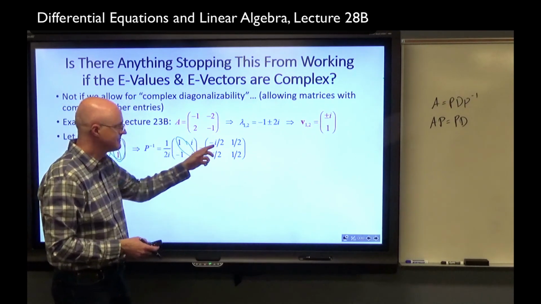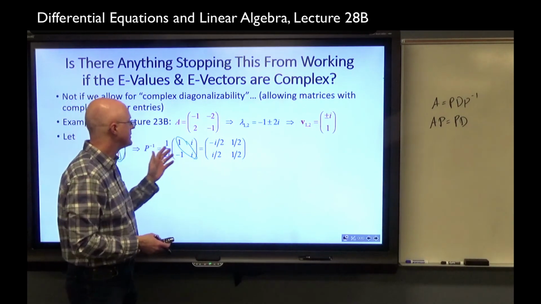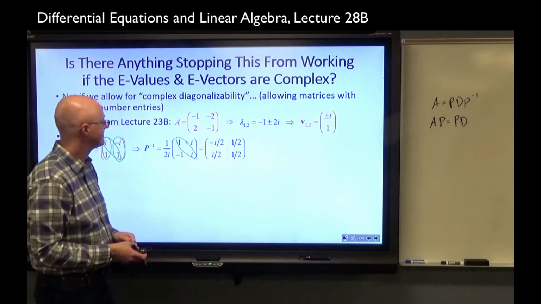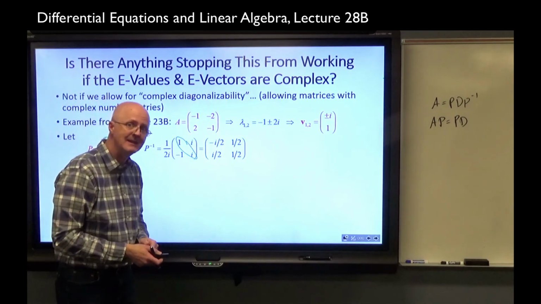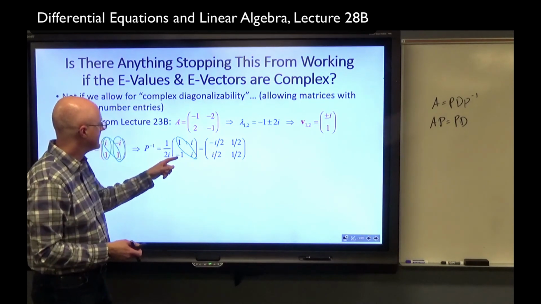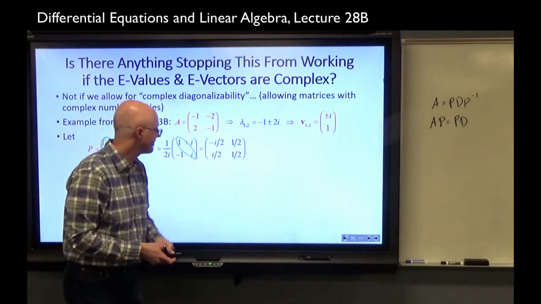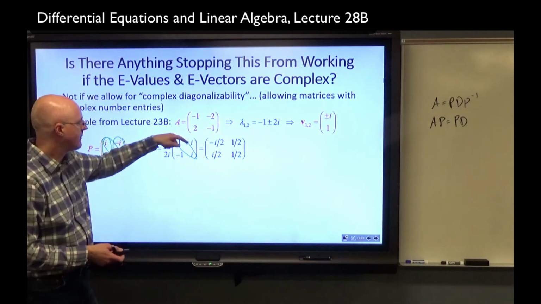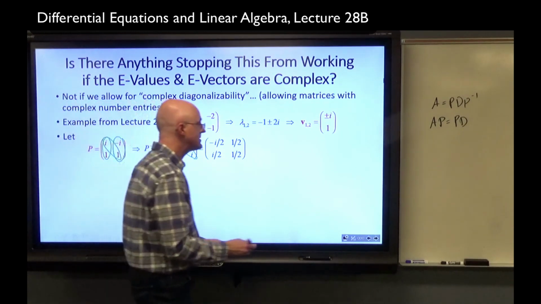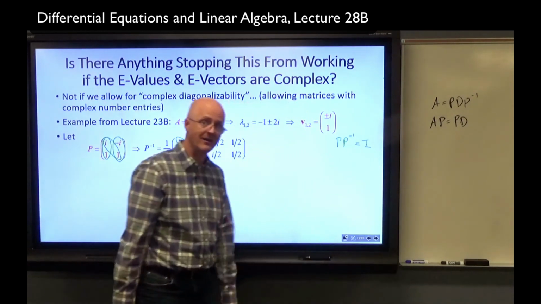-1/2 i times 1 is -1/2 i, negative i over 2. Negative i over 2 times i is positive 1/2. Because i times negative i is positive 1. Negative i over 2 times -1 is positive i over 2, and negative i over 2 times i is positive 1/2. Same as we got with this one. That's the inverse matrix. Go ahead and take the time to check that P times P inverse is the identity matrix. It does work.